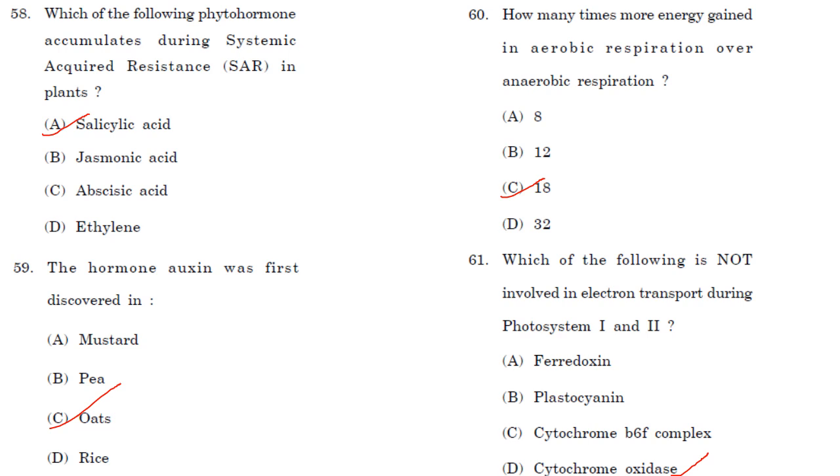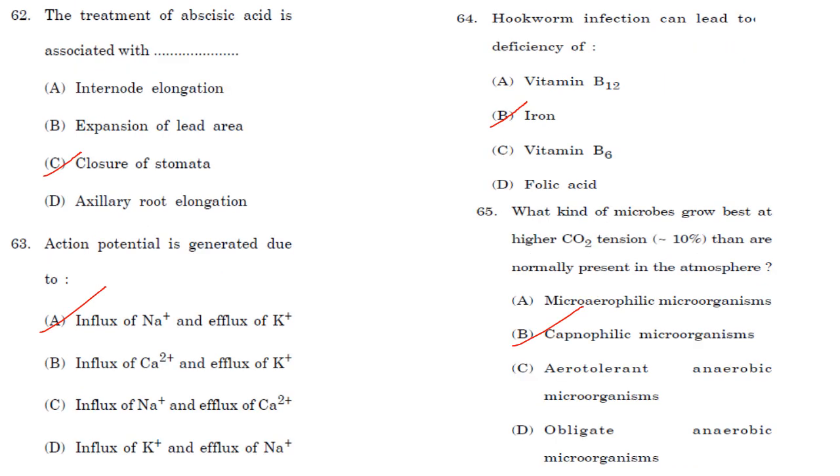Which of the following is not involved in electron transport during photosystem 1 and 2? Ferredoxin, plastocyanin, and cytochrome b6f complex are all involved, but cytochrome oxidase is not. It is the final electron acceptor in the mitochondrial electron transport chain and is required for aerobic ATP production. So, D is not involved in photosystem 1 and 2. Next one: the treatment of abscisic acid is associated with closure of stomata. Answer is option C.